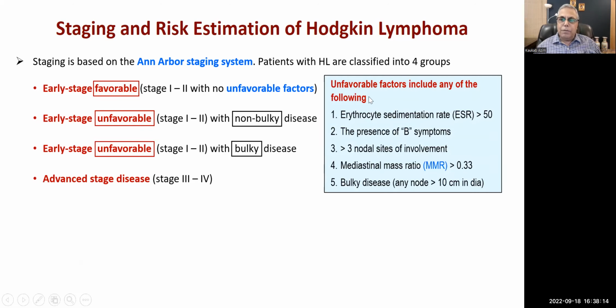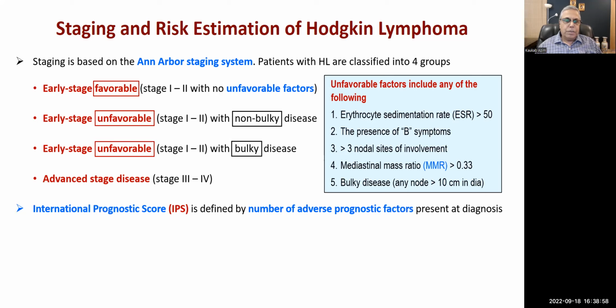And here are your unfavorable factors: ESR of greater than 30, presence of B symptoms, more than 3 nodal sites of involvement, and the size of the tumor. 4 and 5 both show you the size of the tumor. If it is in the mediastinum and is more than 1/3 of the thoracic diameter, then it is known as large, greater than 0.33. And bulky disease is more than 10 centimeters in any dimension. So that is known as bulky disease.